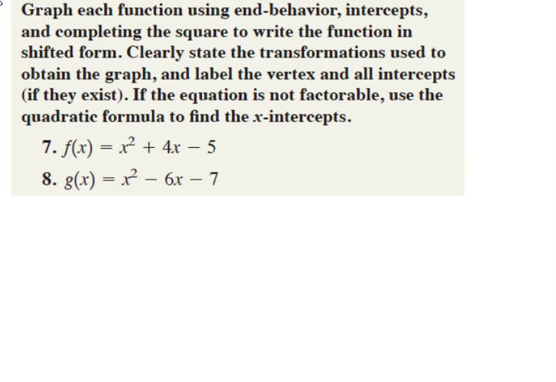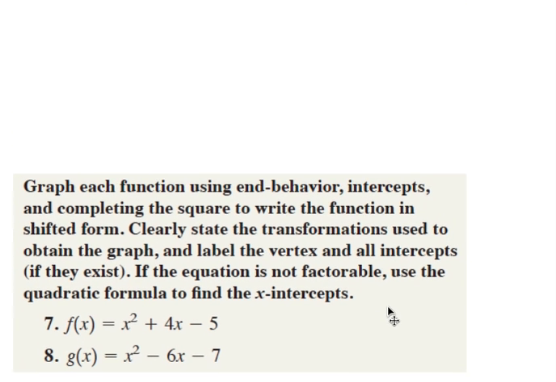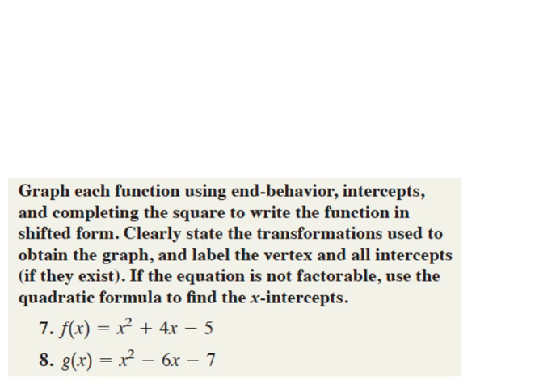Number 7. So we'll do that first question from your homework tonight. I don't really know what that looks like outside of the fact that it's a parabola with a y-intercept of -5. But if I take this and try to write it in the shifted form that we're used to looking at for vertical and horizontal shifts, I can use completing the square to help me get there. So x squared plus 4x minus 5. This is our function of x.